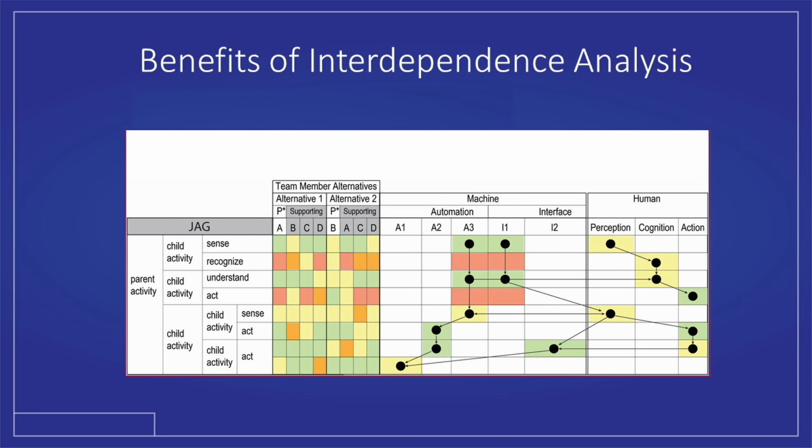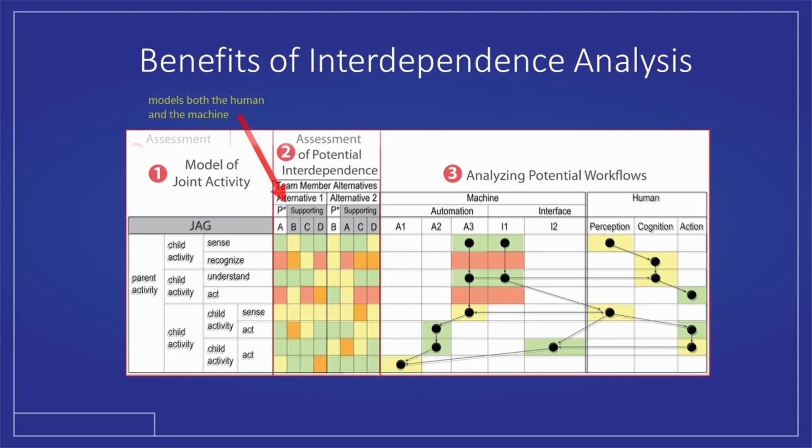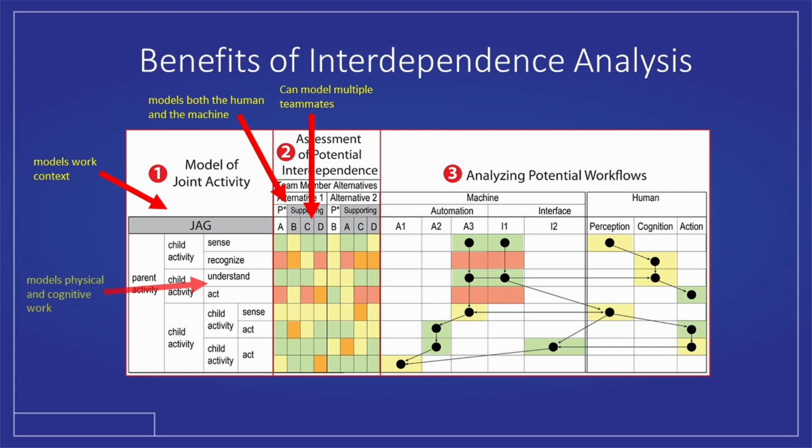To summarize this introduction of interdependence analysis, I will highlight some of the key benefits of the approach. First, it models both the human and the machine. If you're going to design a human-machine system, any design approach needs to include both of those things. You'd be surprised how many approaches don't. Second, it can model multiple teammates, which allows you to scale your team. It also models the work context, which is important for understanding interdependence. It allows you to model both physical and cognitive work, which is important when considering how teams collaborate.